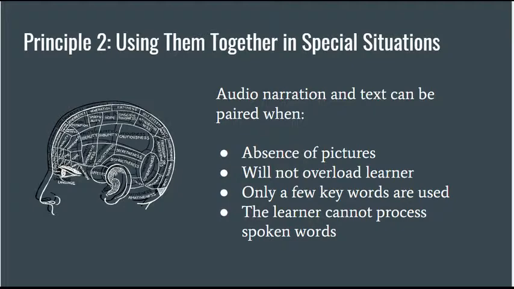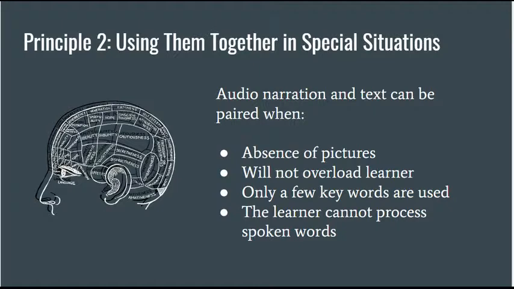There are special situations in which having audio narration and on-screen text would actually be acceptable. The key is to avoid overloading the learner's visual information processing system. For example, if there's no presence of pictures, including videos, graphics, etc., there is less of a chance of overloading the learner in the processing of this new information, because they can give the narration their undivided attention as opposed to being distracted by an excess of things coming at them all at once.